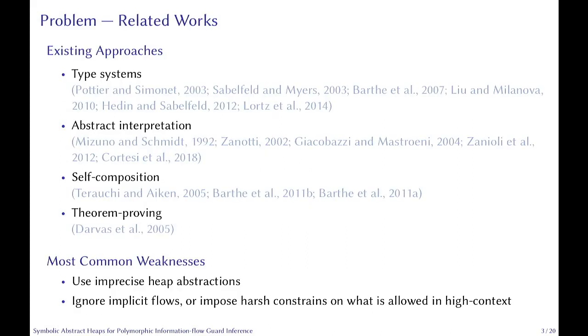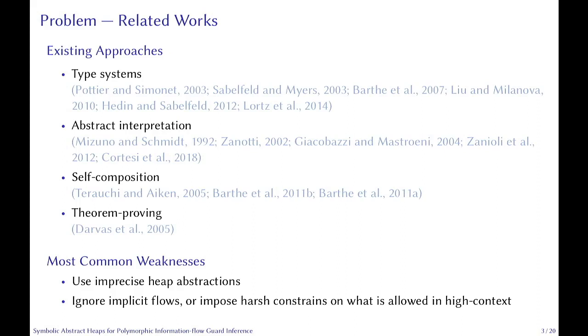There are many approaches to analyzing information flow and to perform information flow control. Here I mostly cite the sound approaches. There are many unsound approaches. You have type systems. You have abstract interpretation based approaches. You have other approaches like self-composition that take the program, duplicate it, merge the copies, and then you can check some kind of safety property that ensures non-interference. You have other approaches like theorem proving.